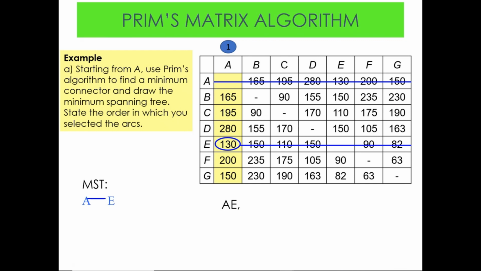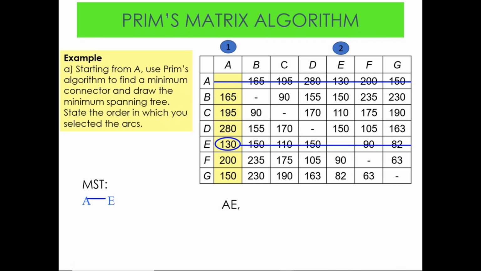So I'm going to circle that 130. I'm going to cross out the row that E is in, and I'm going to label up column E with a 2. And you can build your minimum spanning tree up as we go along. So they've just drawn a line from A to E and written down that we've added AE to our minimum spanning tree.